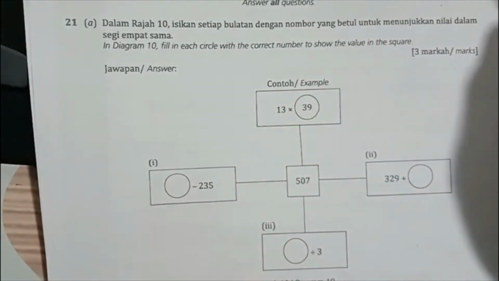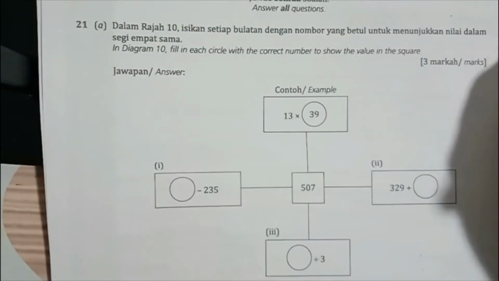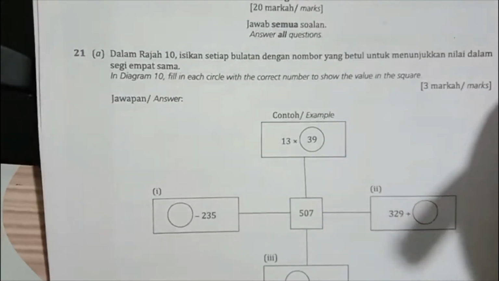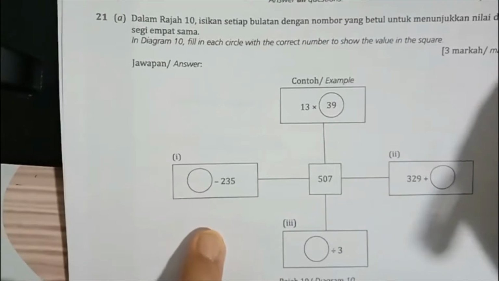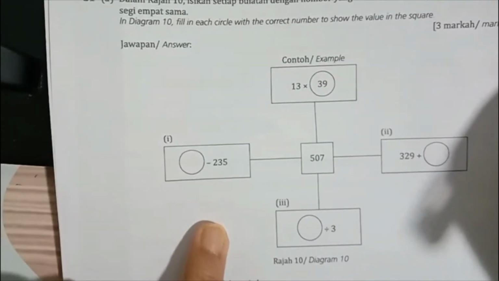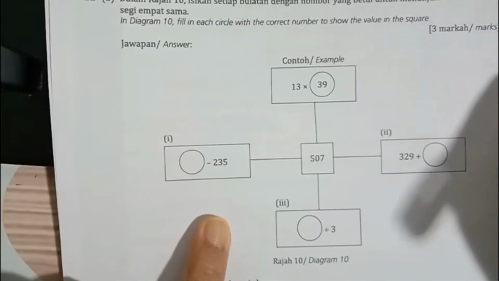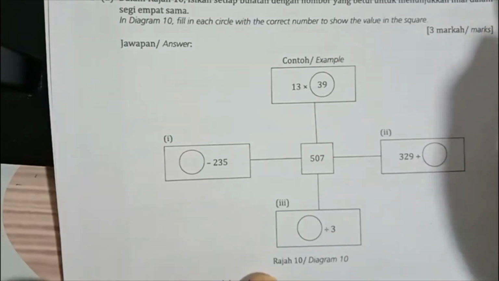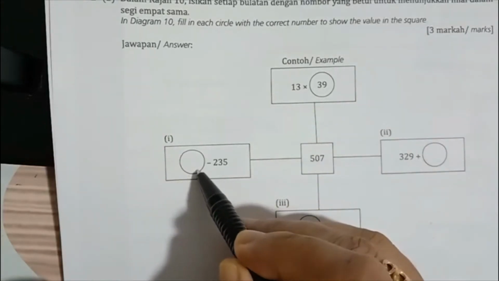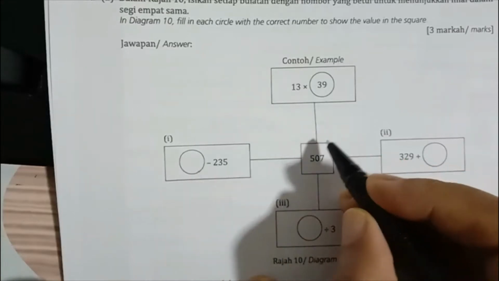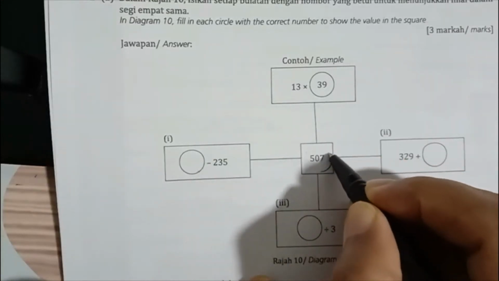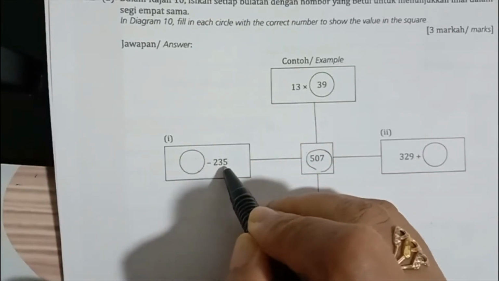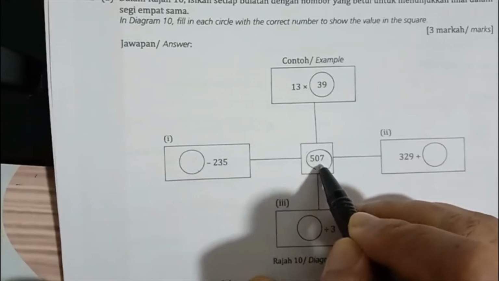Okay, so look at first question. Okay, section B, 20 marks. You need to answer all questions in this section B. Okay, look at question number 21A. In diagram 10, fill in each circle with the correct number to show the value in the square. Okay, so you need to find the value here. Okay, so given the value here is 507. Okay, so what is the value that minus 235 equals to 507?